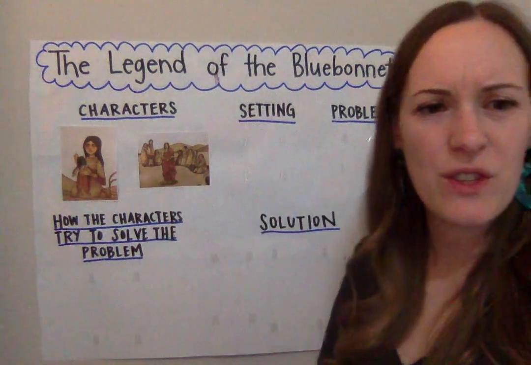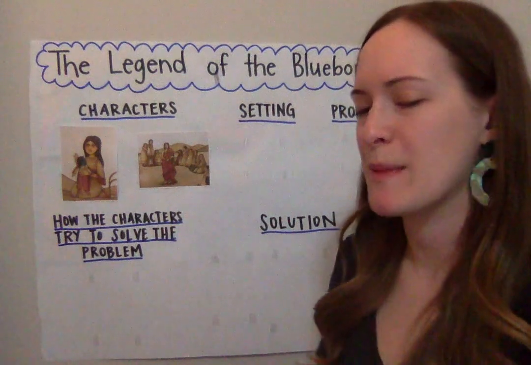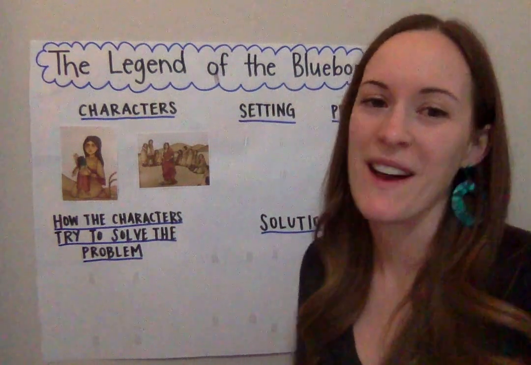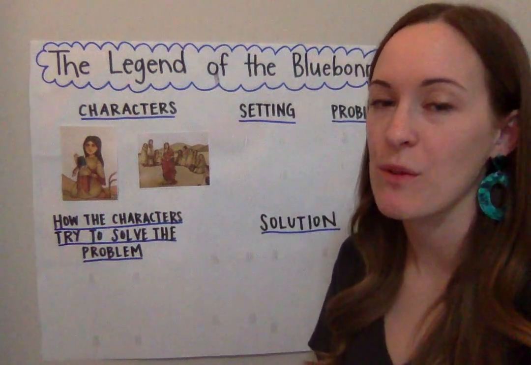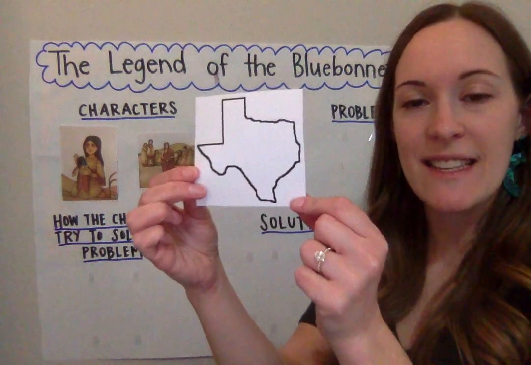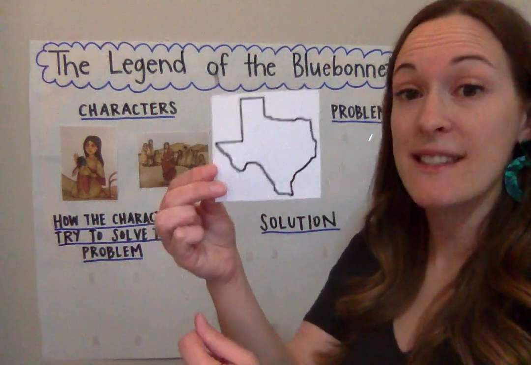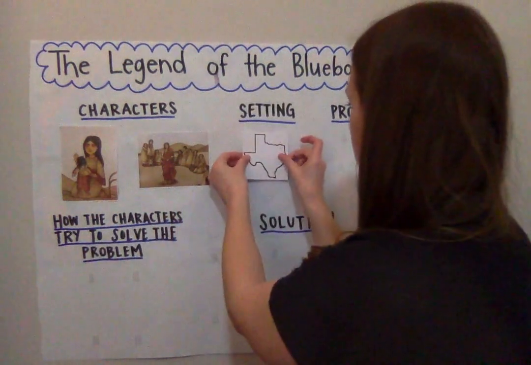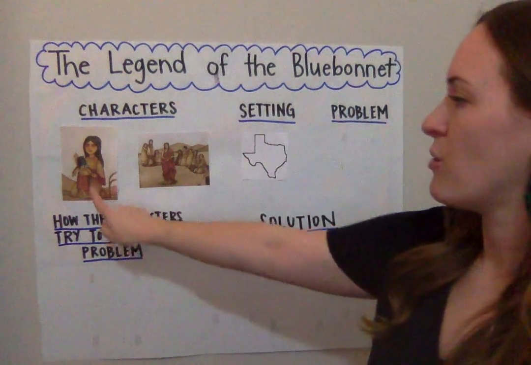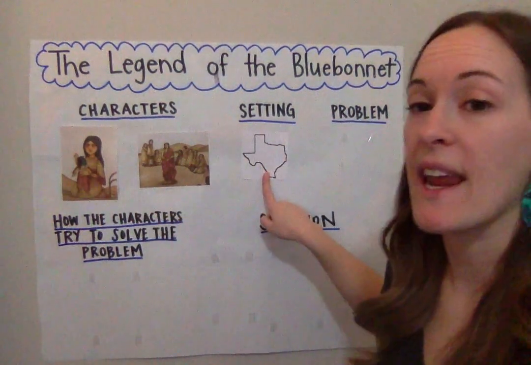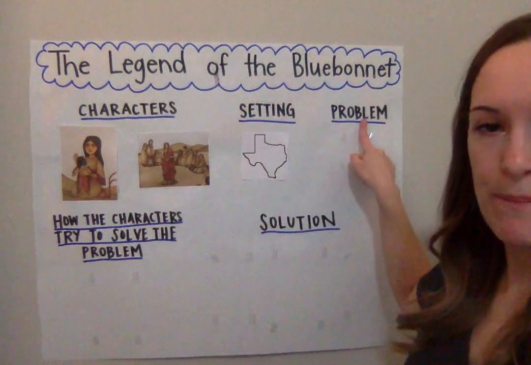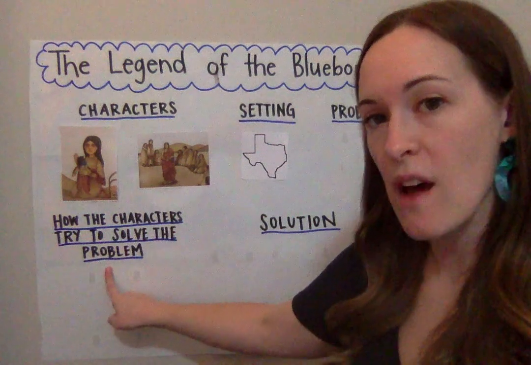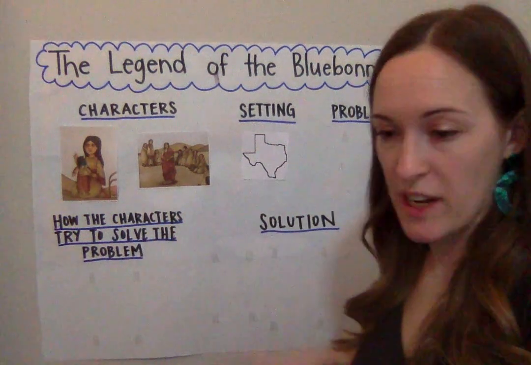Do you know the setting of the story? Do you know where that story takes place? You're right. It's in North America. And I can get even more specific and tell you that the story takes place in Texas. This is the shape of Texas, a state in North America. So we know who are the characters. We know the setting where the story takes place. Now, as we read, I want you to think about the problem, how the characters try to solve the problem, and the solution. Let's get reading, Kipsters.